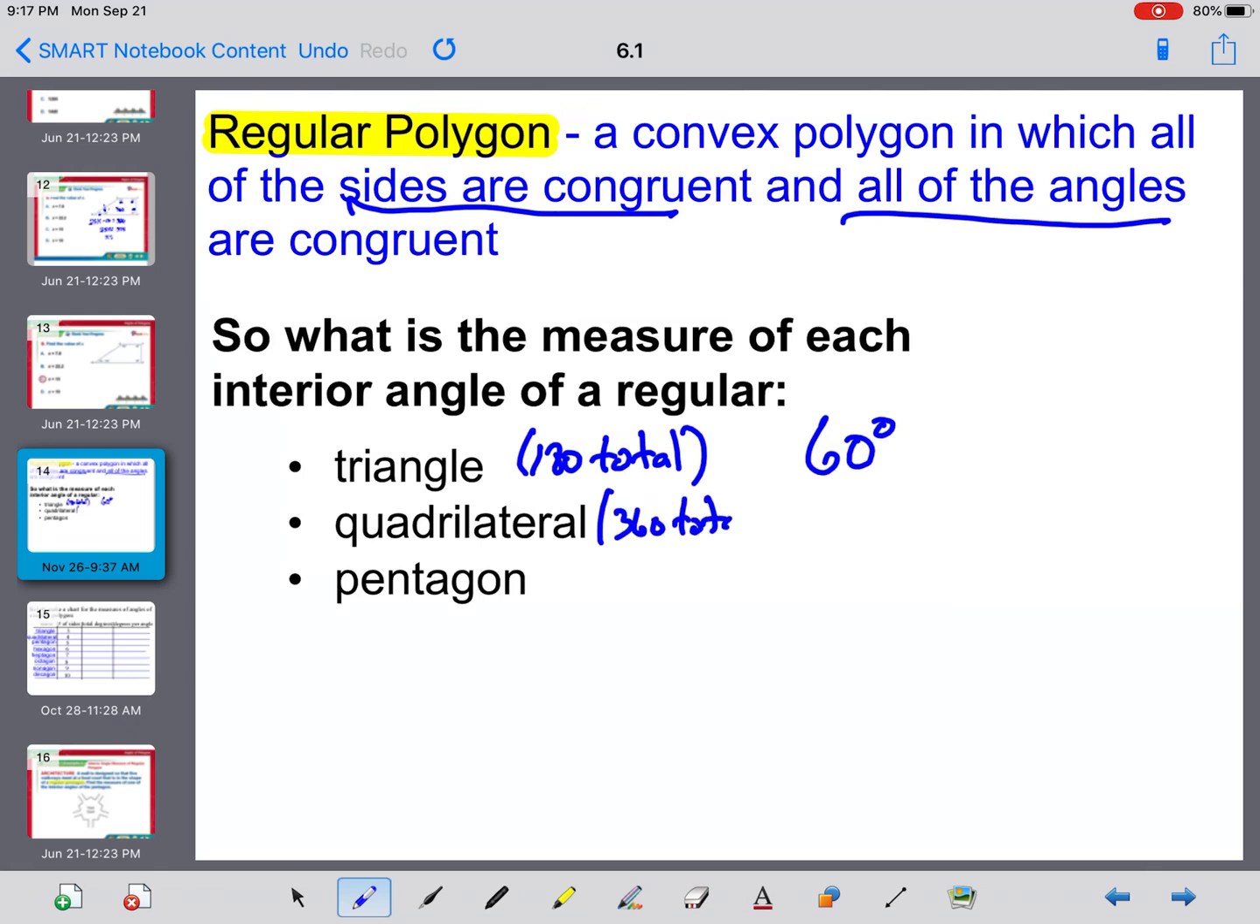We know the quadrilateral is 360 total. There are 4 of those equal angles. They're 90 each. We call that a rectangle or square. And the pentagon we said was 540 total because you keep adding 180. There's 5 of them, which means there's 108 each.